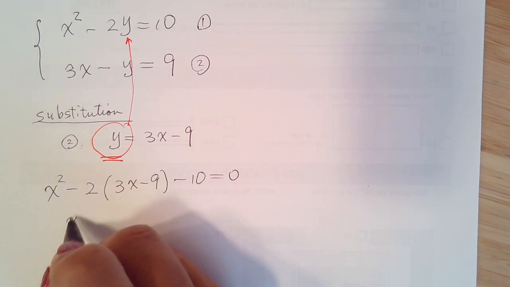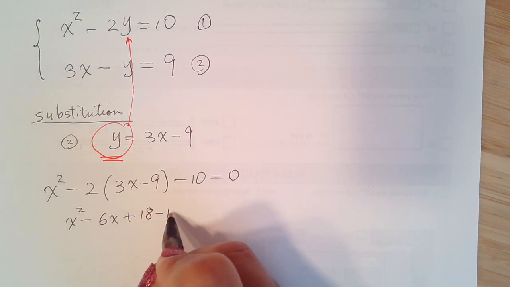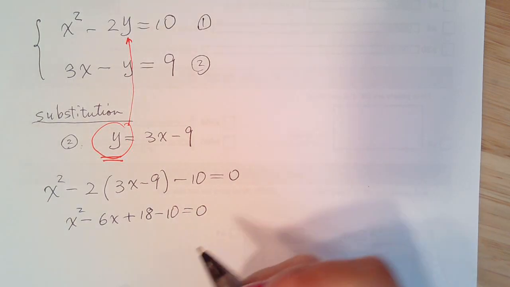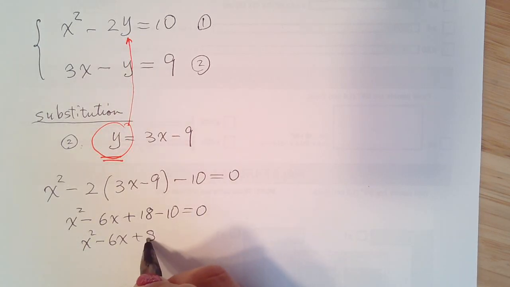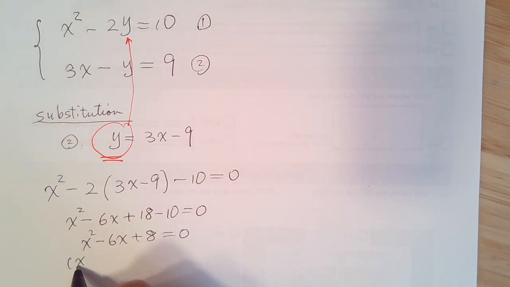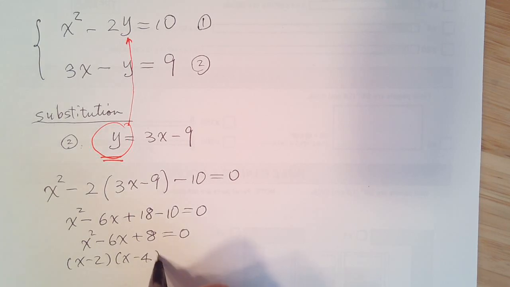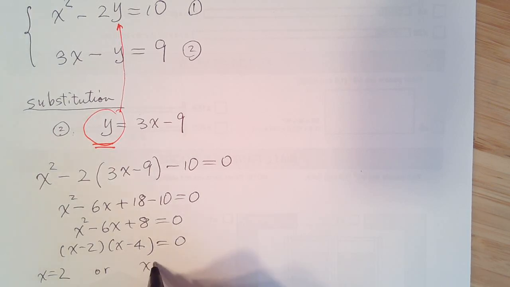Now I can simplify this a little bit. That becomes x squared minus 6x plus 18 minus 10 equals 0. Then combine like terms, 18 minus 10 is plus 8, so x squared minus 6x plus 8 equals 0. Then you can factor. You use the factor method to get x minus 2 and x minus 4, because here the coefficient is 1, so you're looking for two numbers that add up to -6 and whose product is a positive 8. So that's x minus 2 times x minus 4 equals 0. So do you get the answer? Yeah, pretty much, right? So you get x equals 2 or x equals 4.